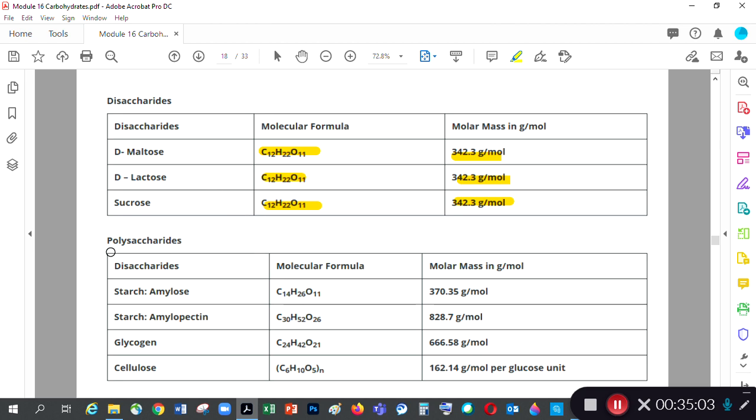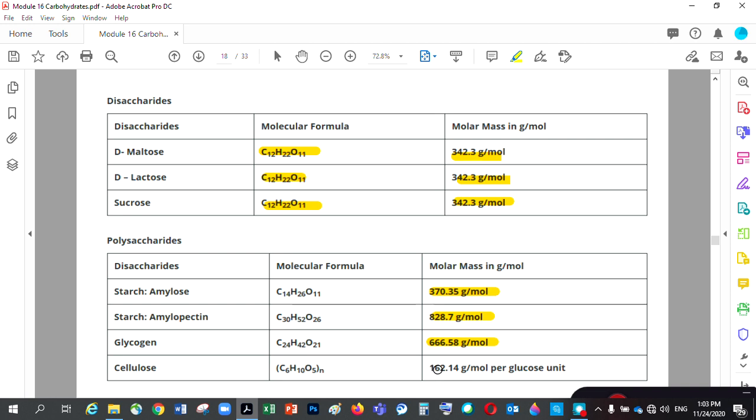However, now if you look at the polysaccharides, as I mentioned before, this is a totally different story. The molar mass is different. Amylose, this is its molar mass. Amylopectin is higher in content of glucose, so higher molar mass. Glycogen in animals is a higher molar mass as well.